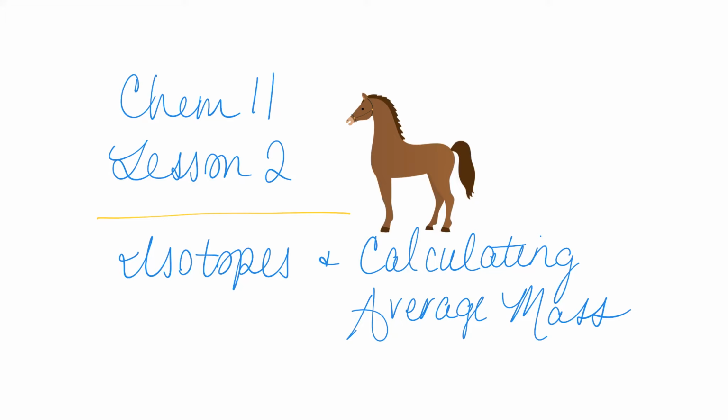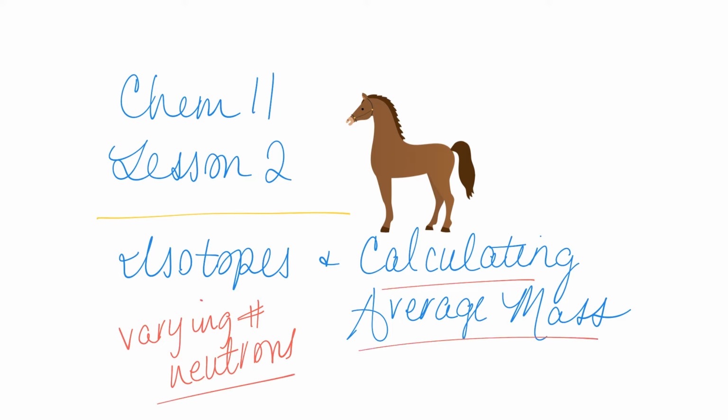All right, we're going to look at isotopes. Remember, isotopes are when we have an element that's got a varying number of neutrons, right? So let's take a look at how you calculate the average mass when this is happening.